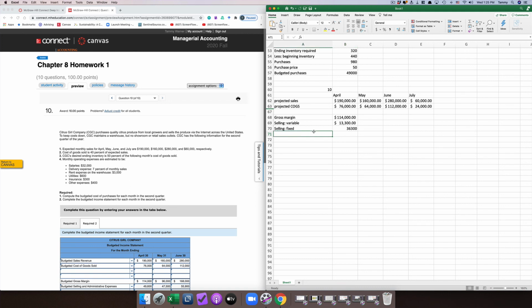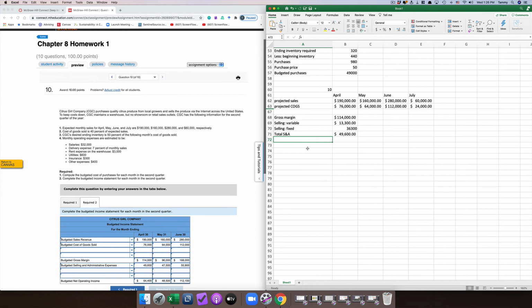So our total selling expenses is going to be 13,300 plus the 36,300. 49. So far, so good. 49,600. So then our net operating income is going to be the gross margin minus the selling and administrative expenses. 64,400. That's right. So we can now just go ahead and copy these all the way across for April, May, and June. And there it is.